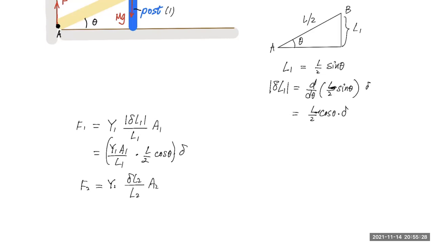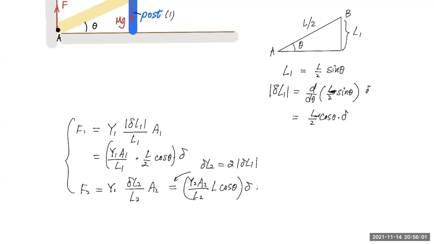Okay. And I can plug in the expression of delta L2. We know that delta L2 is 2 times the absolute value of delta L1. So we plug that in, I get Y2, A2. A2 is the cross-section area of the cable, and then L2. And then there's no factor of 2 in the denominator anymore here. It's just L cosine theta. And times delta. Okay, times delta. So we found F1 and F2.